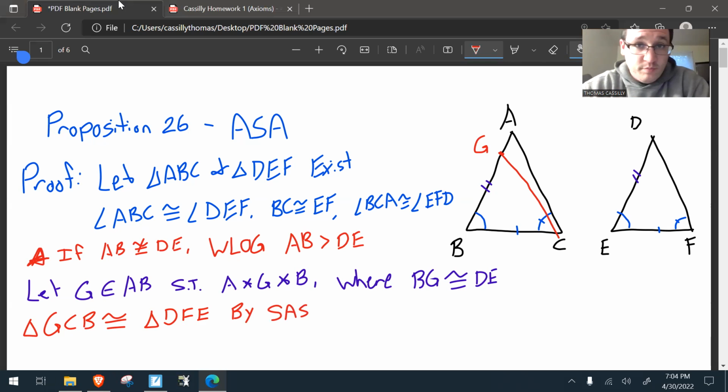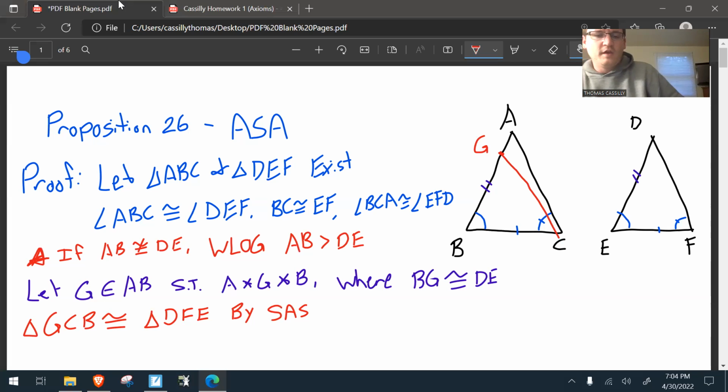GB is congruent to DE, that's one of our sides. Angle B is congruent to angle E, that is our included angle. And then BC is congruent to EF. We haven't changed that one. So by SAS, we know that these two triangles have to be congruent.